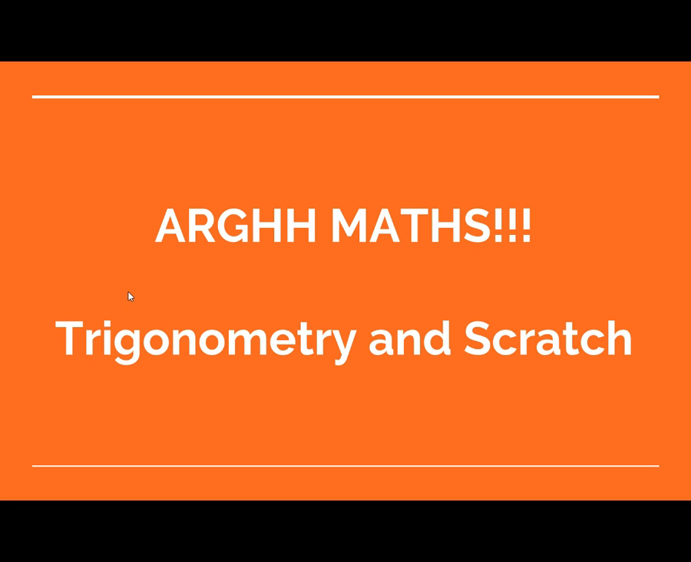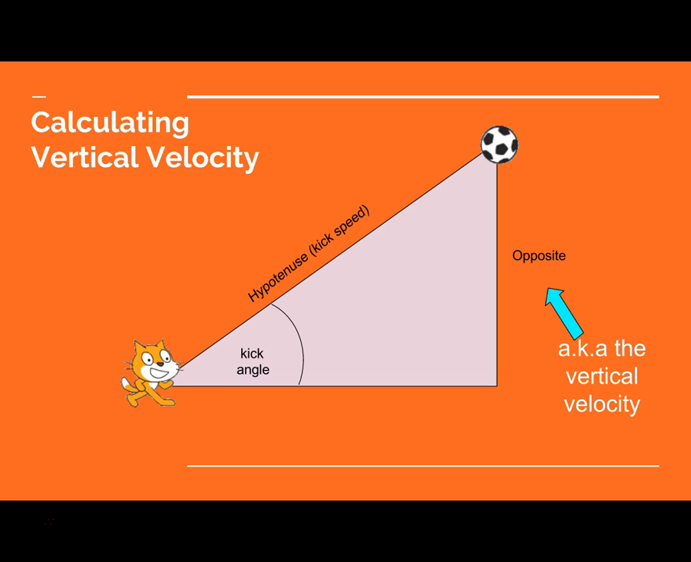Okay, so a little bit of Scratch maths. Trigonometry, in fact, a bit of trigonometry. So here we go. Here is our ball. Here's Scratch, and he kicks the ball, and there's the ball shooting off. And here we go. We know the speed. So let's say we know the speed that we're going to kick the ball at. We're going to kick it at whatever. Let's call it 20. Good.